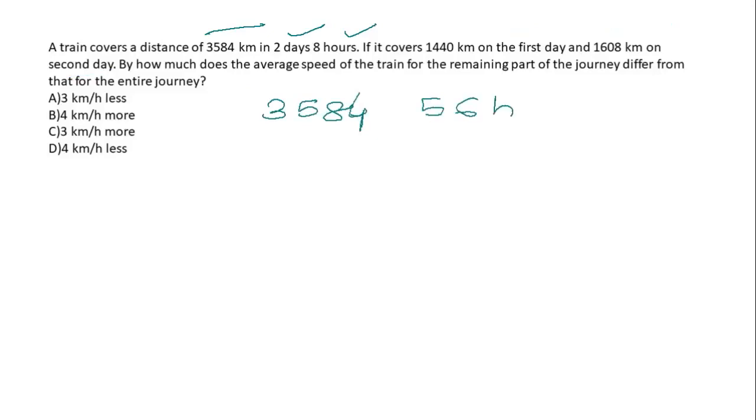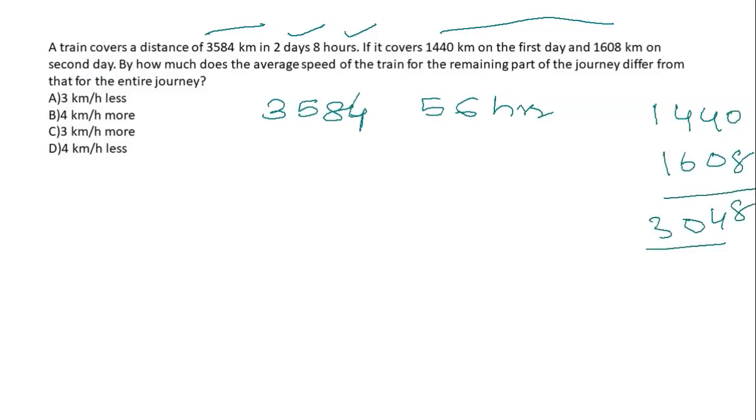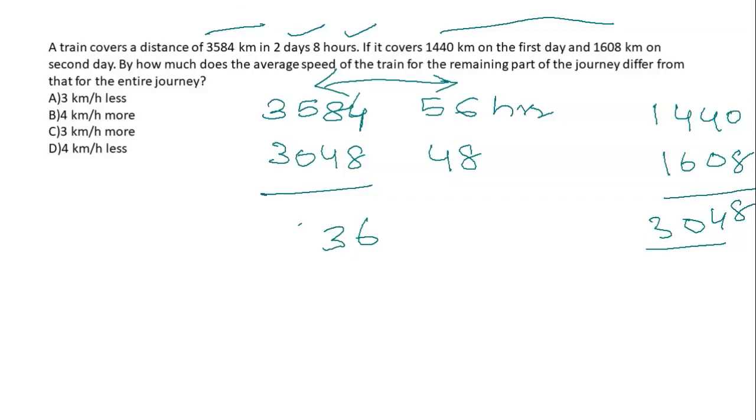It covers 1,440 kilometers on the first day and 1,608 on the second day. So 3,048 is traveled in 48 hours. They are asking how the average speed for the remaining part differs from the entire journey. So 48 hours are done. What is pending? 536 kilometers is pending, in 8 hours.